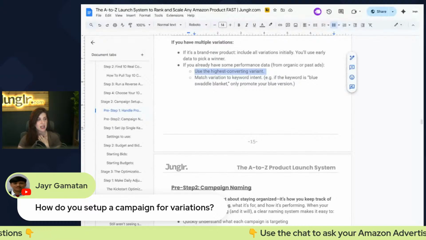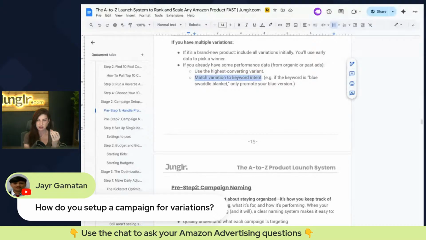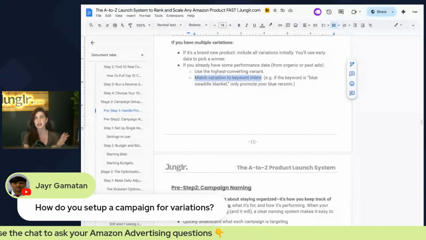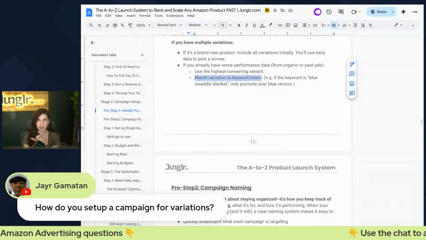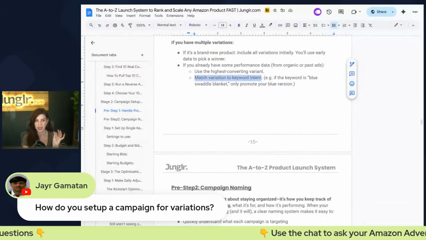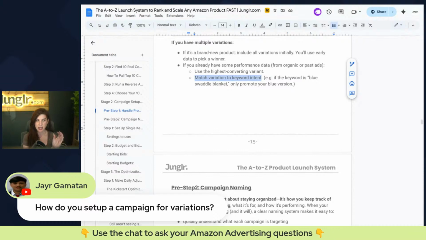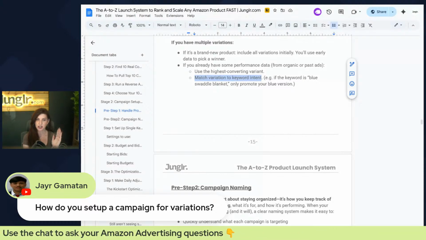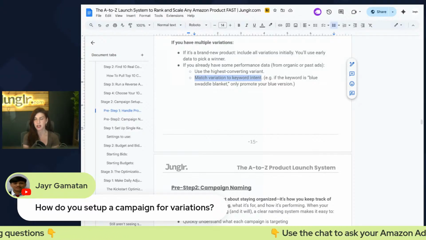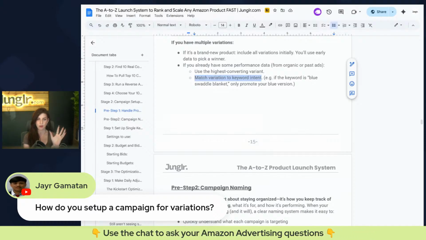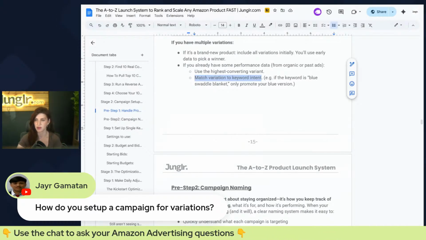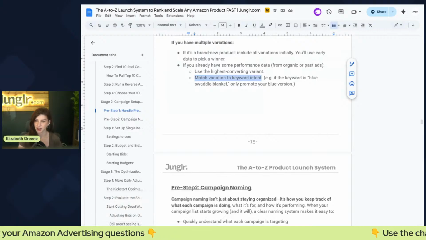However, if you have something with variation intent, for example, blue button-up shirt, I'm going to only advertise my blue button-ups in that campaign. This is a strategy we developed 3 years ago. We've been implementing it, and you will dramatically increase the conversion rates if you can go through the trouble of matching variations to keyword intent. But again, when there's no search intent in the keyword, if it's broader, then you want to just put your best selling variations in those.